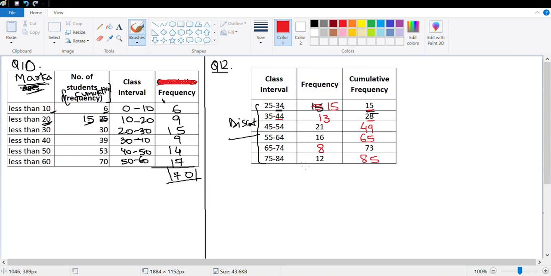Perfect. Let me check my answer. That's 15, 13, 21, 16, 8, 12 adding up to 85. Perfect. My answer is correct.